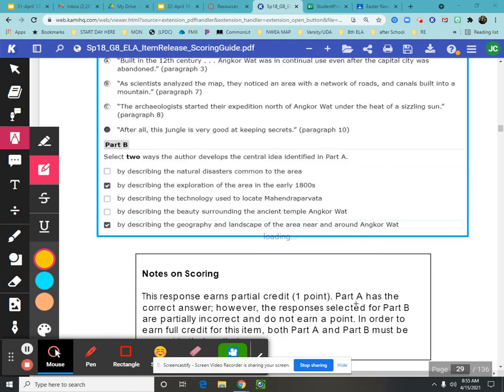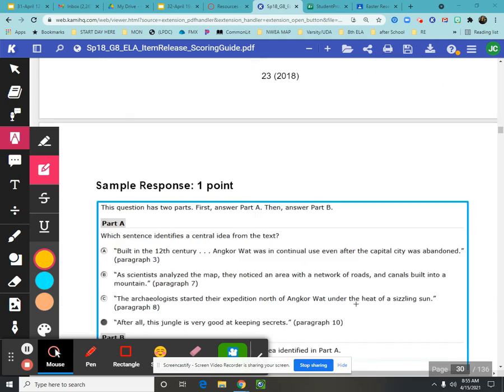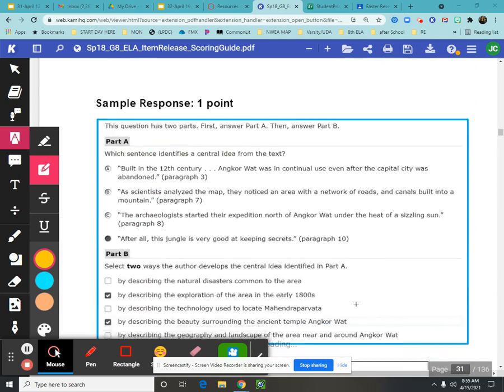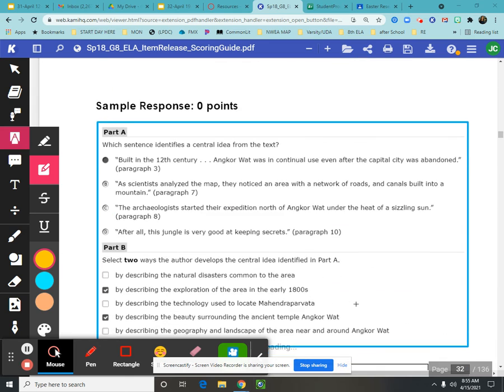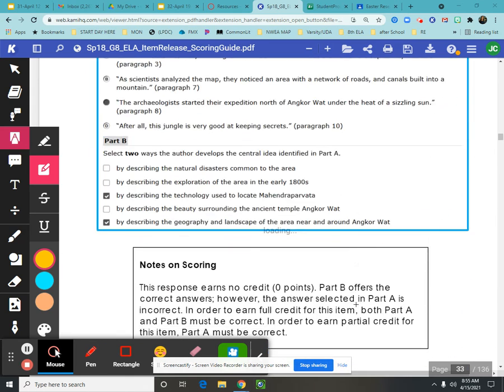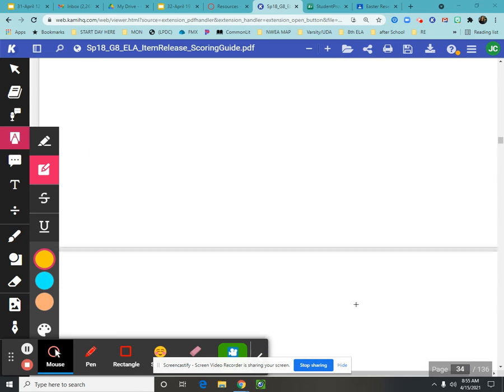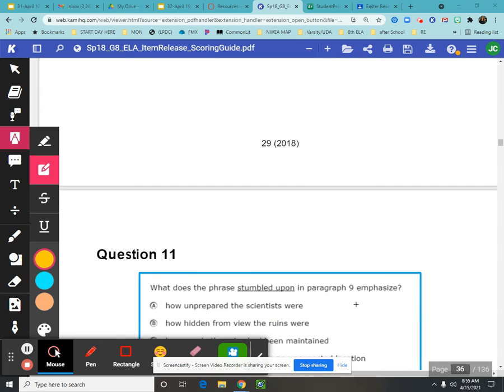Yeah, well, these are all possible scores. So it tells you, oh, this is what you would get if you got this, and this is what you would get. So it's just silly. We're just moving on to question 11.